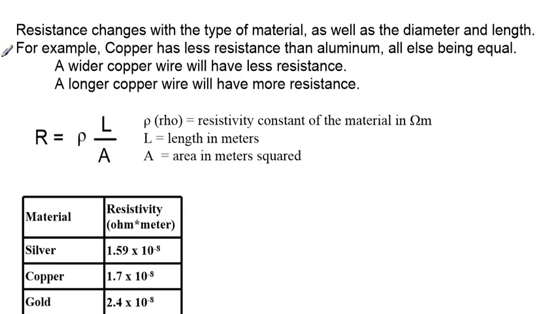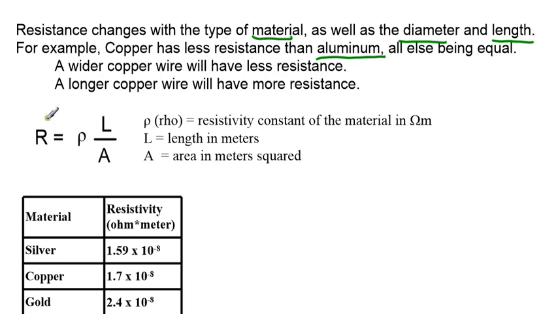Now, a little bit more on resistance. Resistance depends on the type of material as well as diameter and the length. So material, diameter, length. For example, most of our wiring uses copper. Copper has less resistance than aluminum, all else being equal, meaning the same diameter and the same length. Now, a wider copper wire will have less resistance, and a longer copper wire will have more resistance.